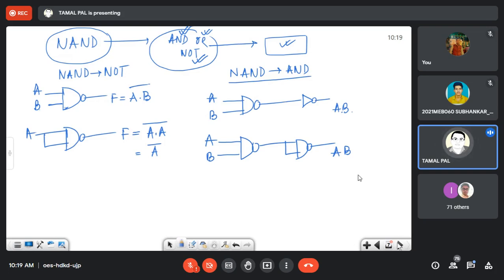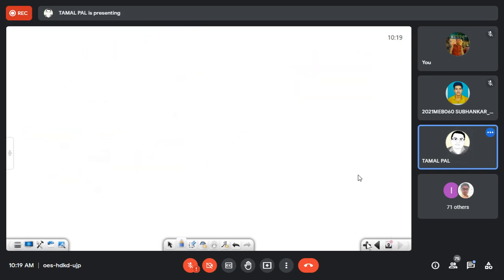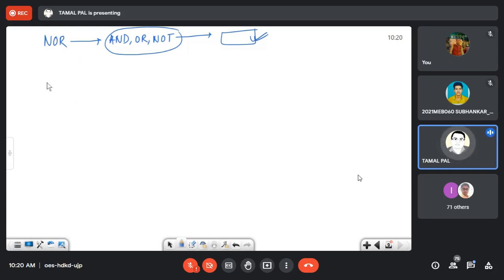Similarly, we can also do it for NOR gate. Let us try it. For NOR gate, our target is to get AND, OR, and NOT. If it is possible, we can claim that we can realize any expression using NOR gate, and NOR gate is a universal logic gate. So NOT to NOT.